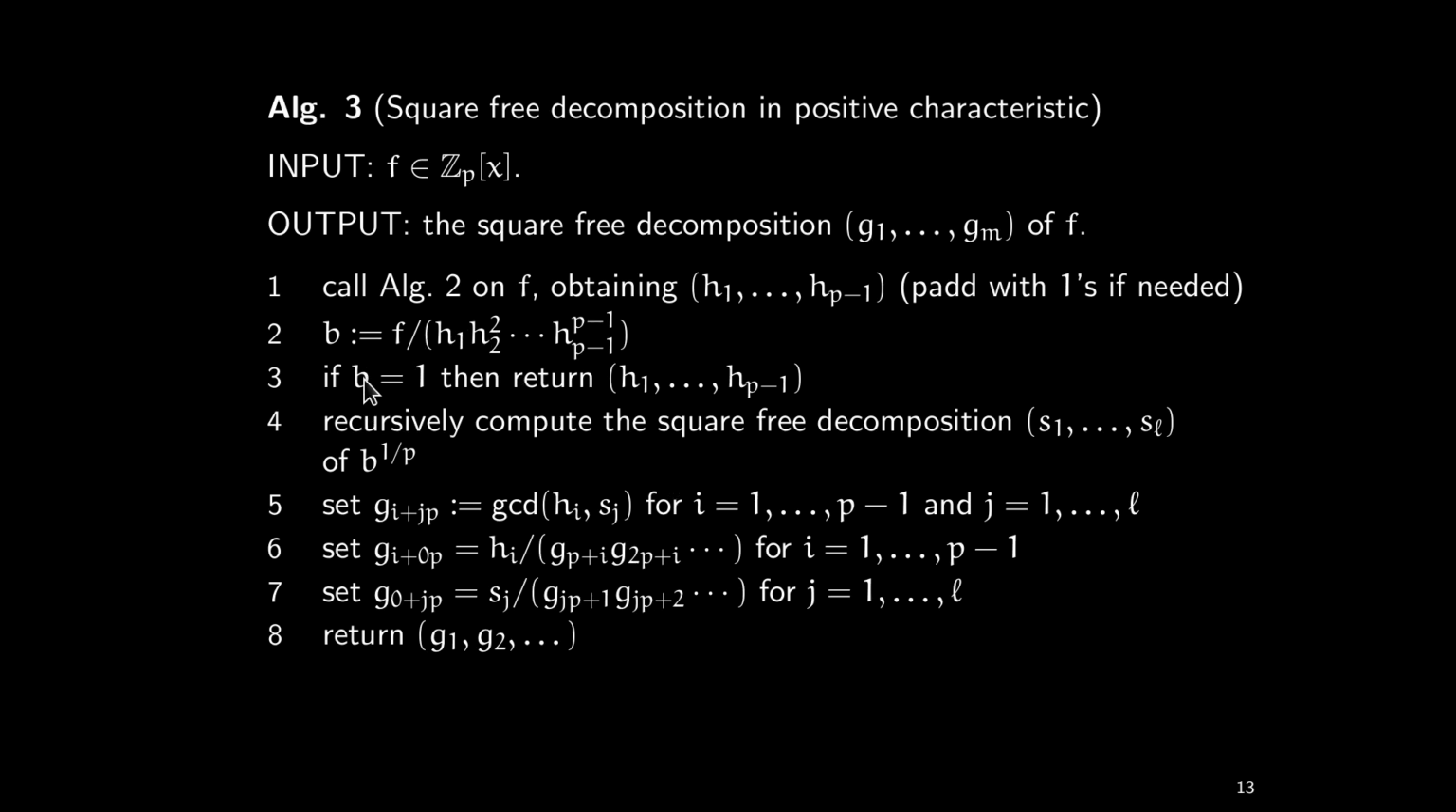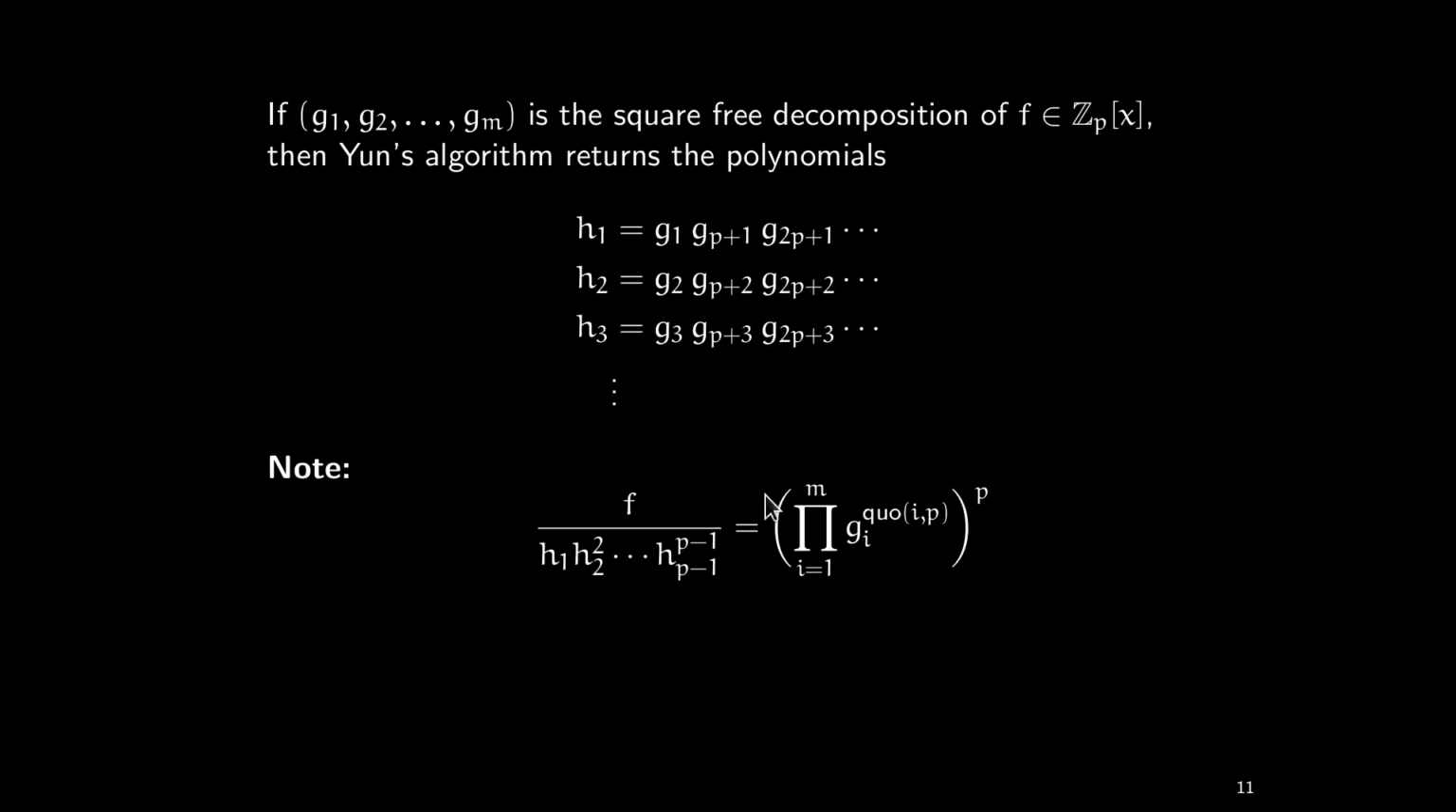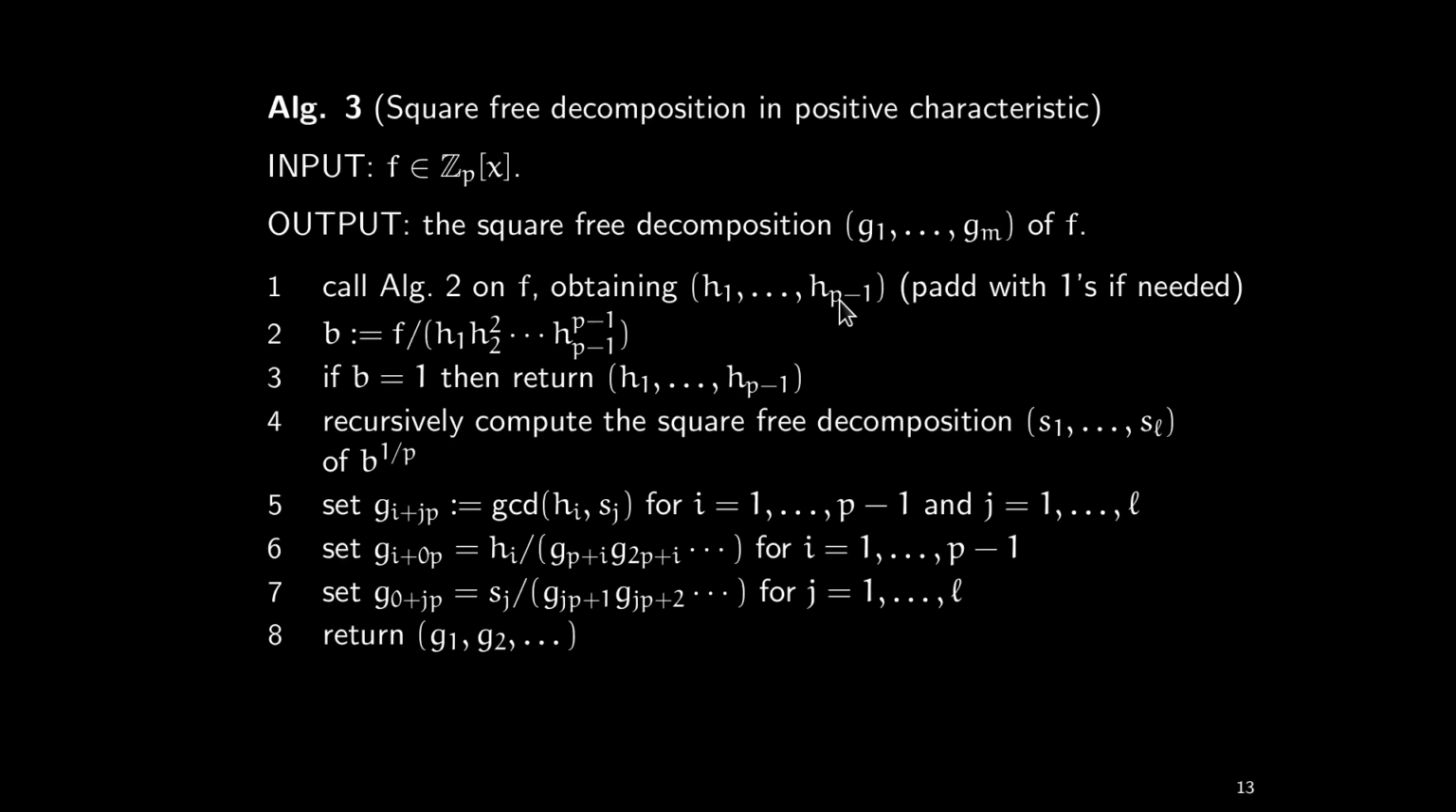Then there are two possibilities. Either the b is 1. If the b is 1, then I know that I'm done, because then I know that here all the multiplicities were correct. Then this is already the square-free decomposition, and I don't have to worry about this one because there's nothing left. I don't have to separate anything here. These ones are equal to these ones, and those ones are no longer there. So this is the termination condition for this algorithm. If b is equal to 1, then this is already the square-free decomposition.